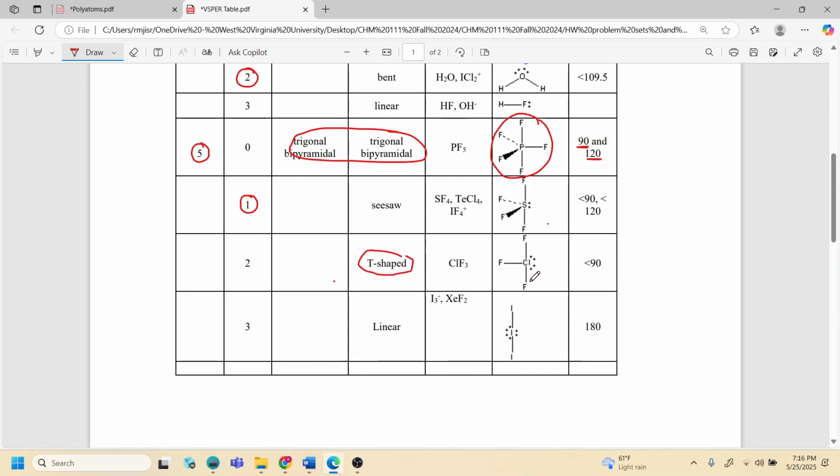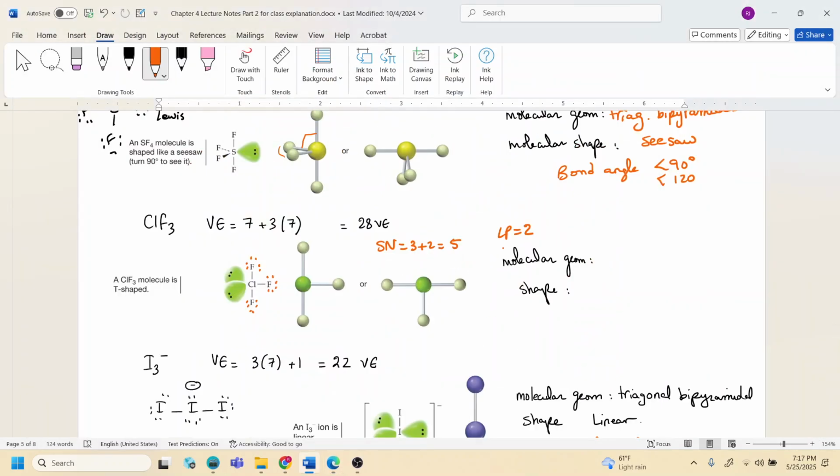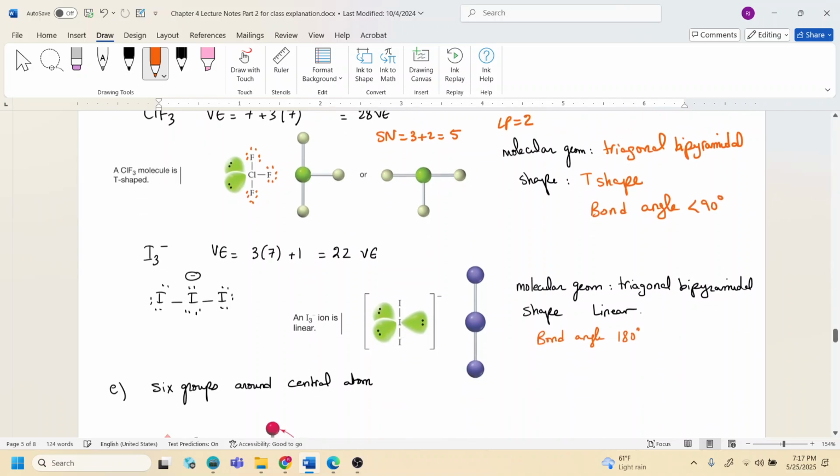The T shape is going to look like this, you guys, and there is only one bond angle here, which is less than 90 degrees. So the geometry is the trigonal bipyramidal, and the shape is a T shape there. Okay, and the bond angle is going to be less than 90 degrees.